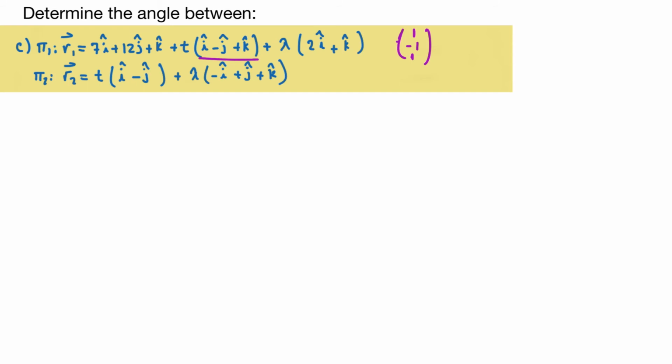For lambda, it's going to be the same. It's going to be the direction vectors, the coefficients of the unit vectors for i, j, and k. So I'll write that in pink. We get 2 for x. We don't have anything in the j direction, and we got +1 in the k direction.